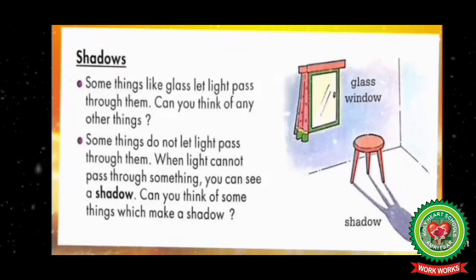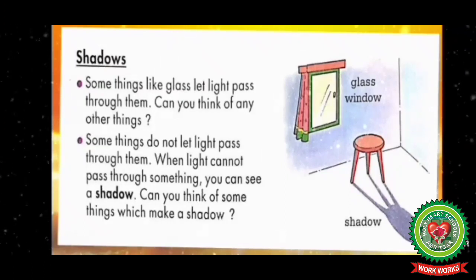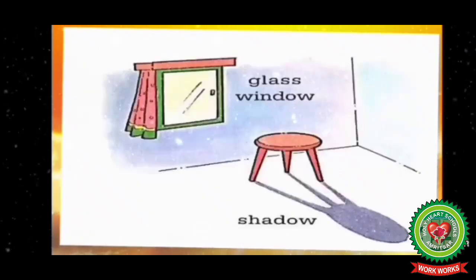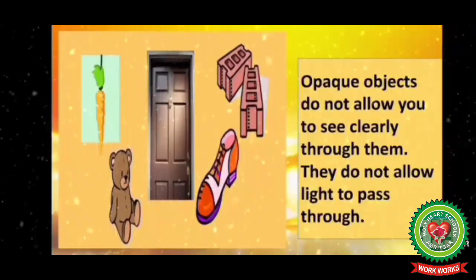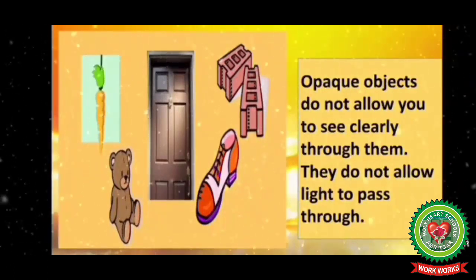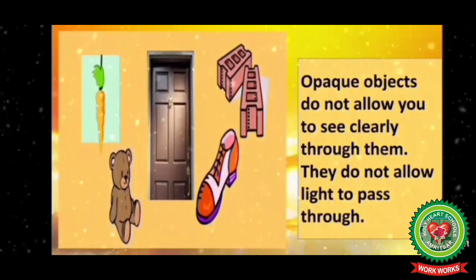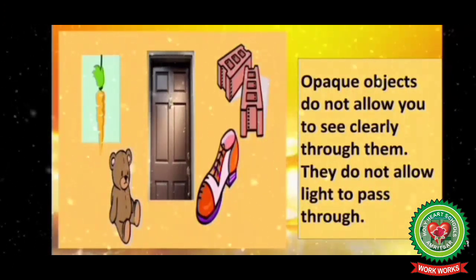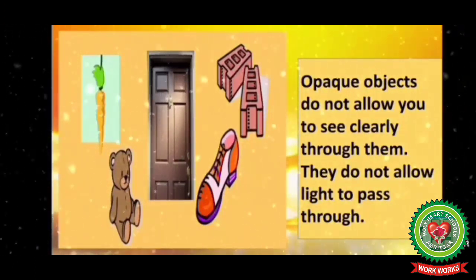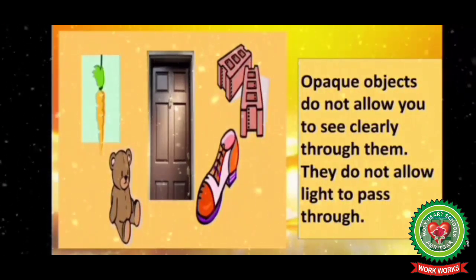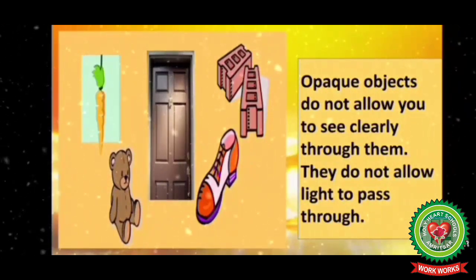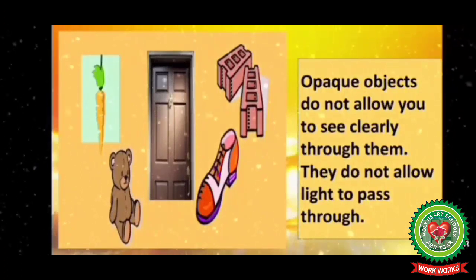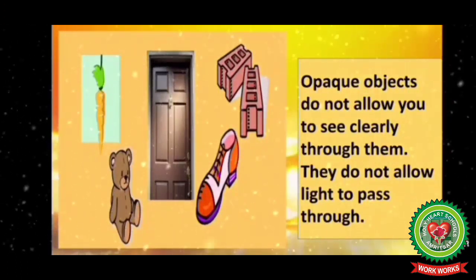Students, there are many things that do not let light pass through them. They are called opaque objects. Opaque objects do not allow you to see clearly through them. They do not allow light to pass through, like vegetables, toys, door, shoes and leather, etc.